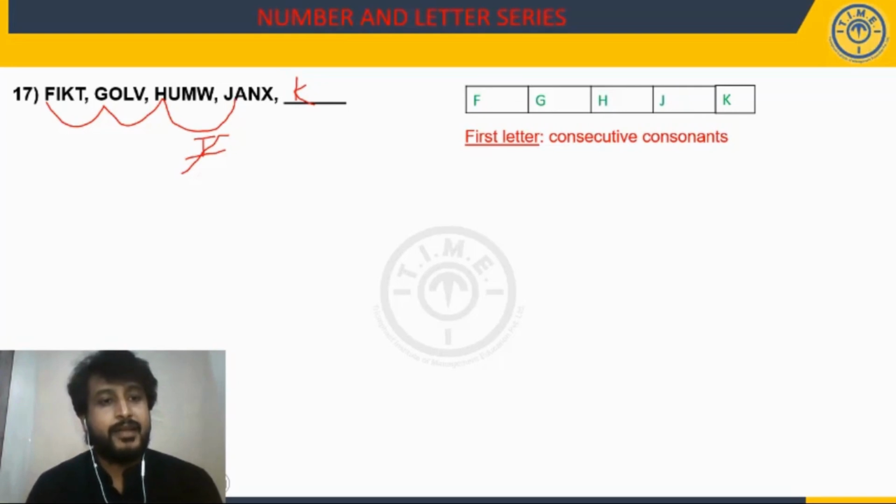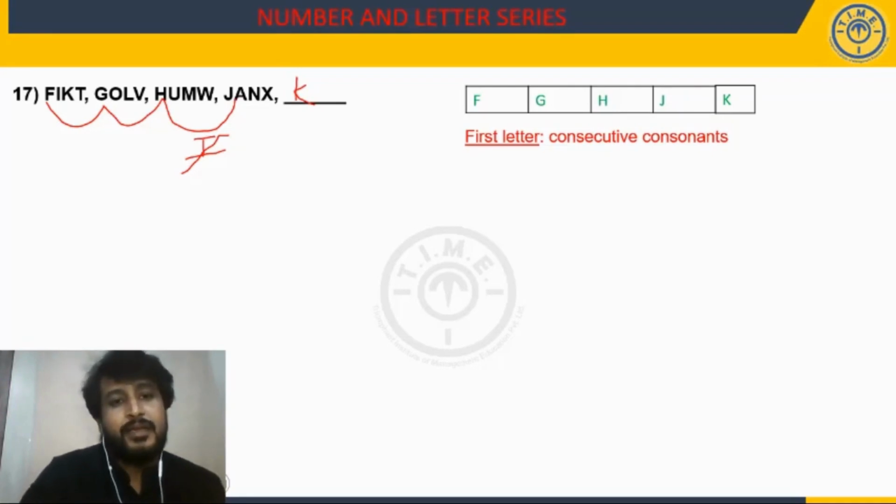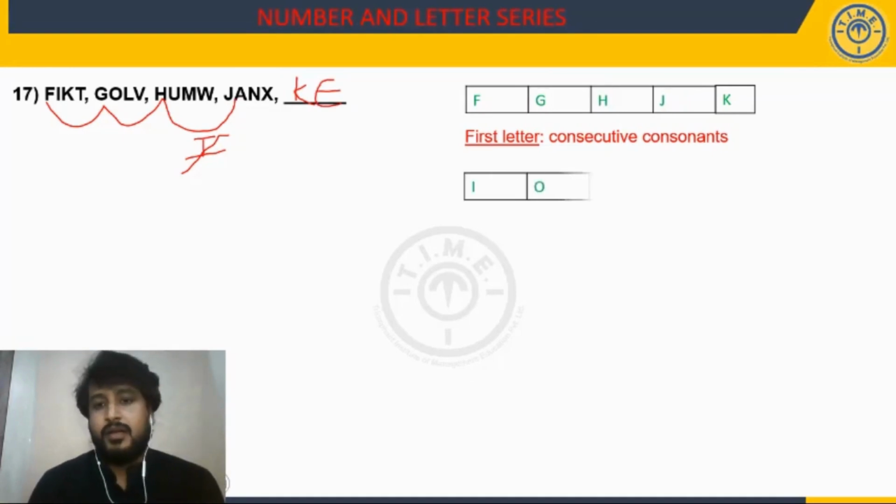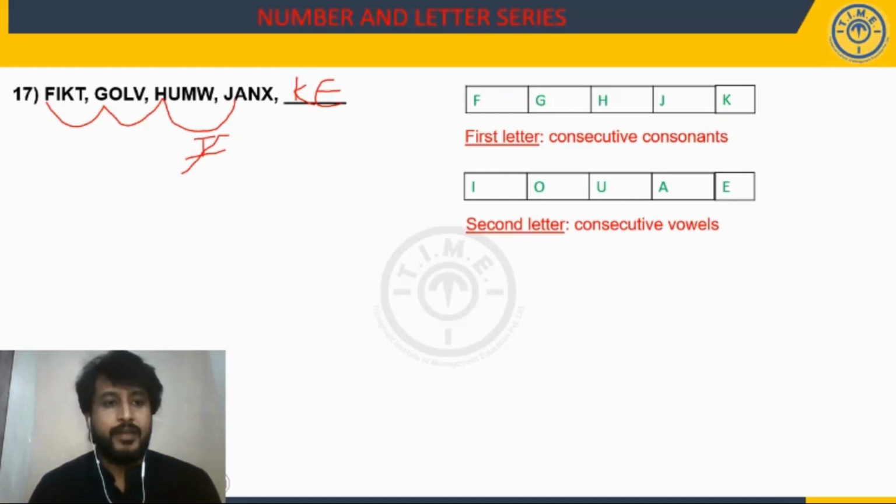Now identify the logic in the second letters. I, O, U, A. I, O, U, A are what? Vowels. So after A will be E, vowel. So I, O, U, A, consecutive vowels. So after A vowel is E. Logic in the second letters, consecutive vowels.